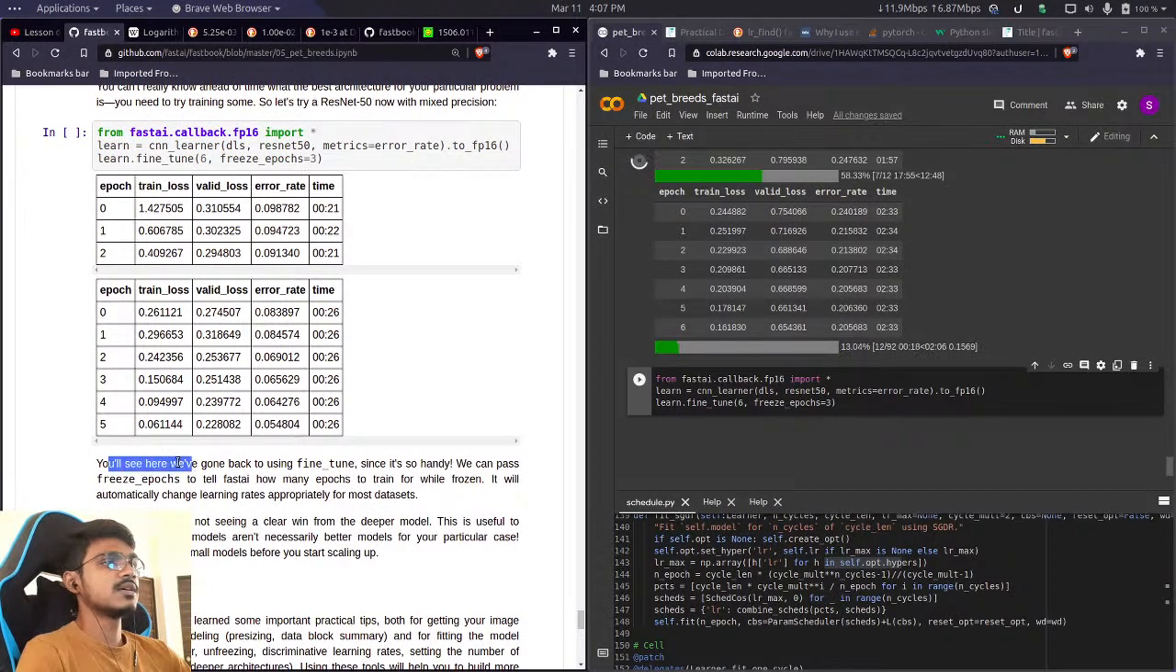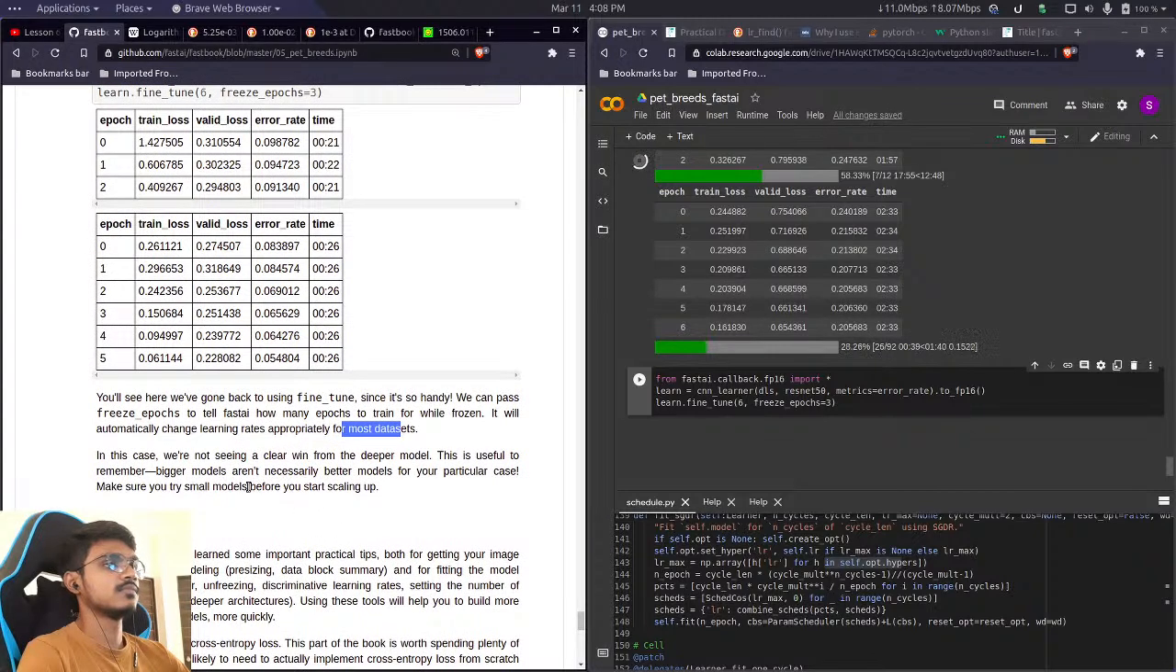You will see here we have gone back to using fine_tune. Since it's so handy, we can pass freeze_epochs to tell FastAI how many epochs to train for while frozen. It will automatically change learning rates appropriately for more datasets. In this case, we are not seeing a clear win from the deeper model. It is useful to remember that bigger models aren't necessarily better for a particular case. Make sure you try small models.